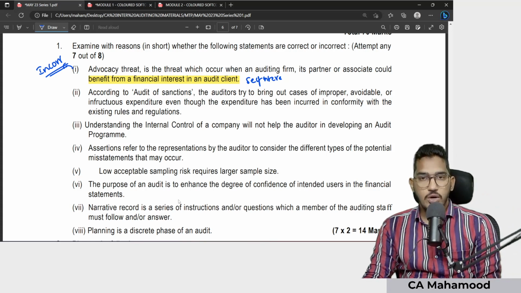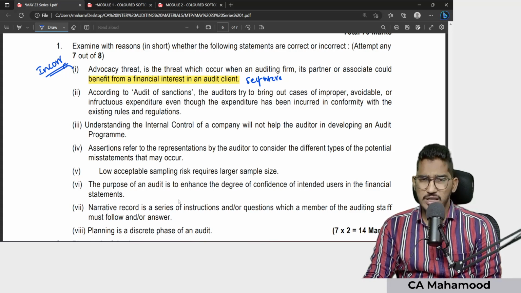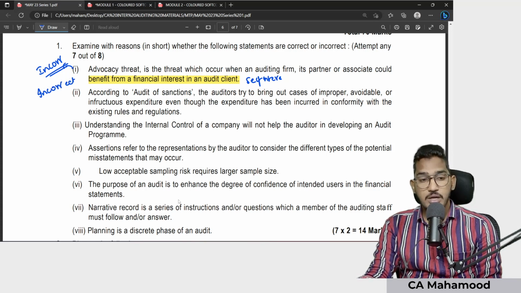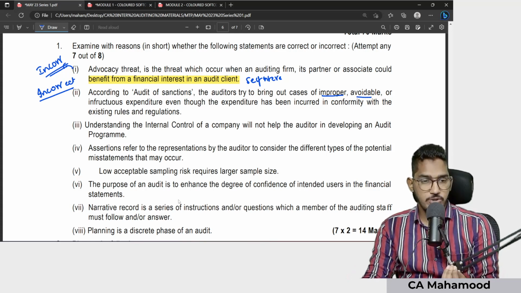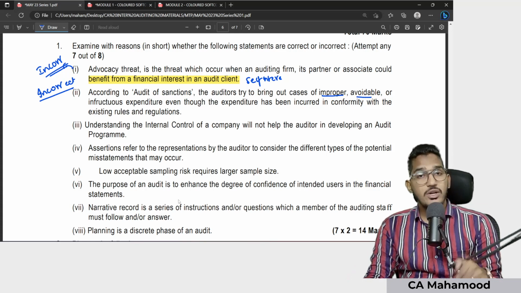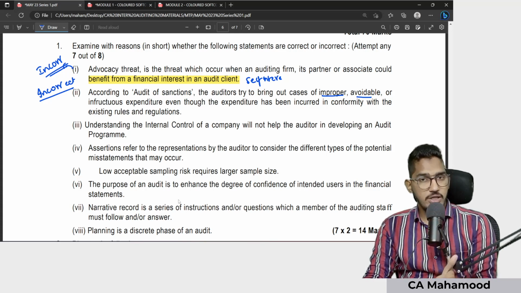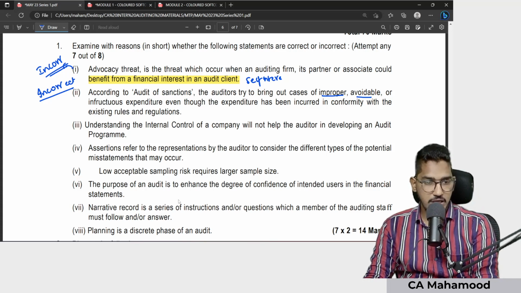Second one, according to audit of sanctions, the auditor tries to bring out improper, avoidable or infructuous expenditure even though the expenditure has been conformed with existing rules and regulations. Do we call it as audit of sanctions? No. This is also incorrect. That we call it as proprietary audit. So proprietary audit is the audit which finds out improper, avoidable or wasteful expenditure. This question is regarding government audit. What is audit of sanctions then? Checking whether there is a approval for the government expenditure or not, that we call it as audit of sanctions. But finding out improper, avoidable or wasteful expenditure, that we call it as proprietary audit. So that's why second statement is also incorrect.